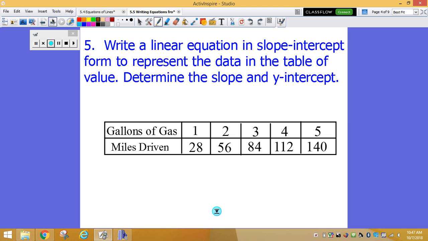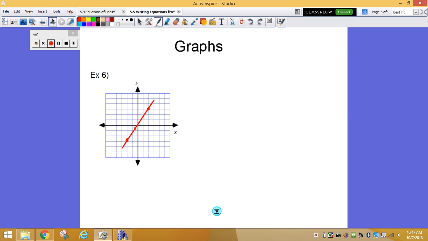You do it the same thing. I'm not going to do another one. Okay, let's do some graphs. The graphs are pretty easy if you're good at figuring out ordered pairs.